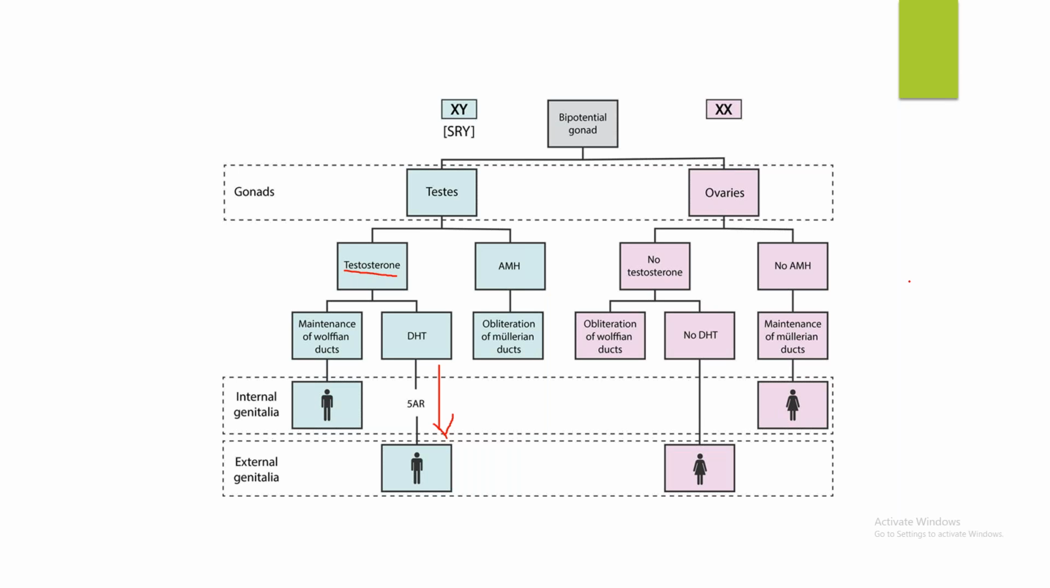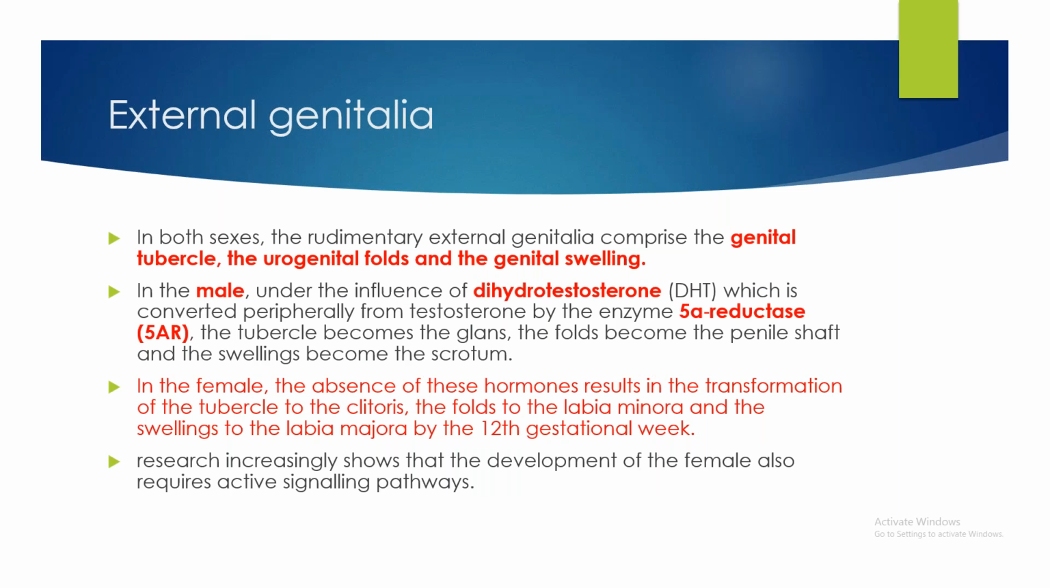So this is the development of internal and external genitalia. Now what happens in external genitalia? Rudimentary external genitalia are the genital tubercle, urogenital folds and genital swellings. What happens in case of male, as I told you, because of conversion of testosterone to DHT with 5-alpha reductase, it will cause development of the external genitalia of male.